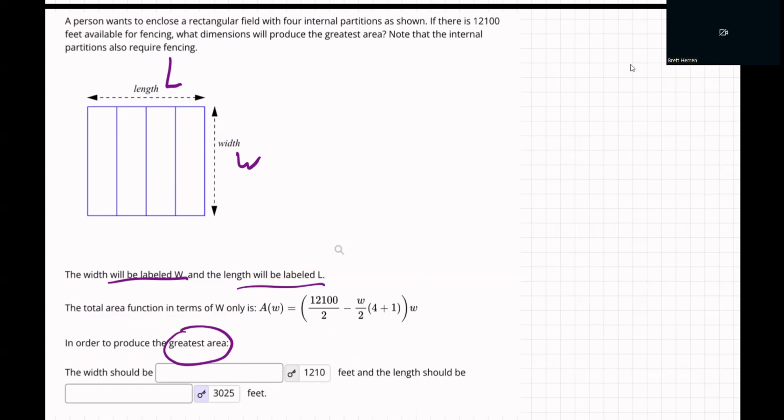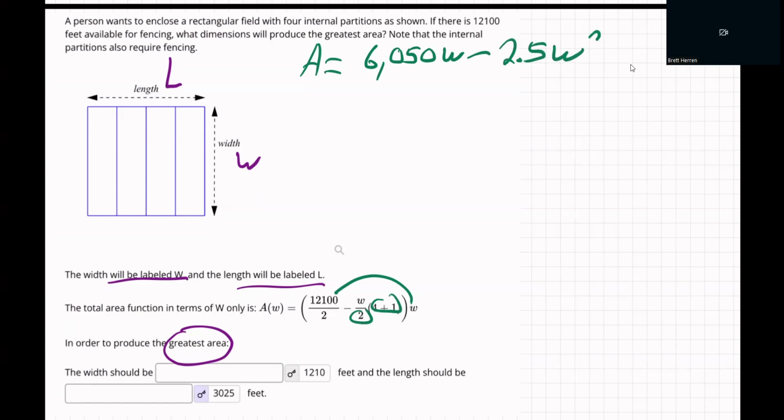We're going to have to take the derivative of the area function and set it equal to 0. So let's bring it up here. I'm going to rewrite the area function to make it ready for a derivative. What am I going to do? I'm going to distribute the W and then I'm going to cut that in half. What's half of 12,000? 6,000. Half of 100 is 50. 6,050 W minus, and then this is going to be 5 over 2, which is 2.5 W squared. So I just distributed the W and made some decimals.